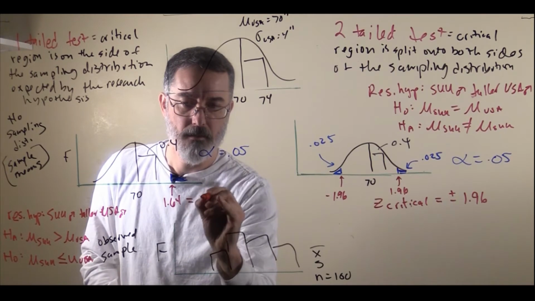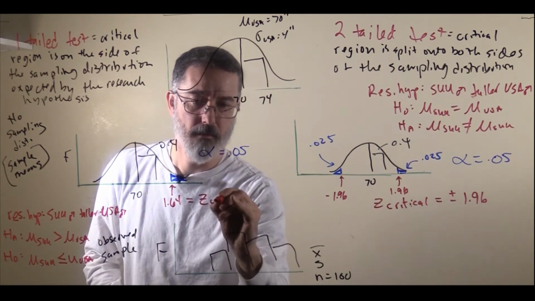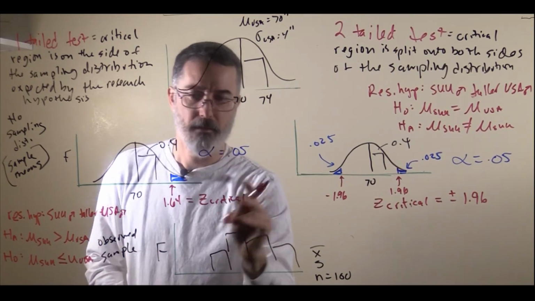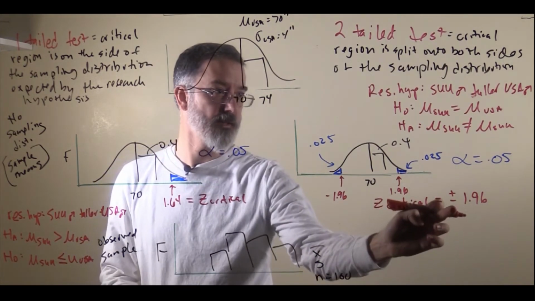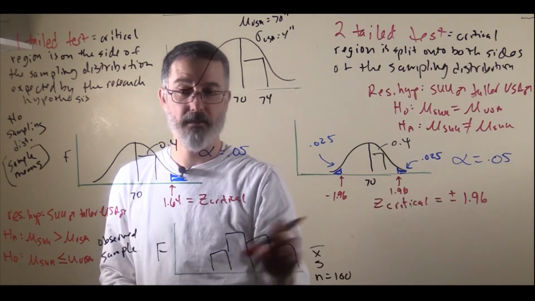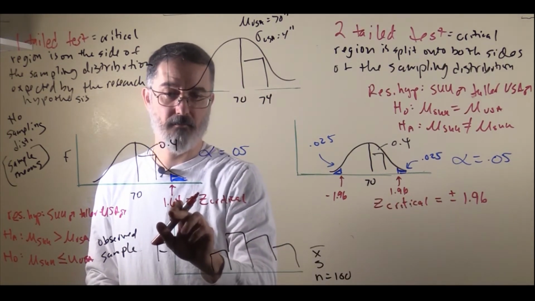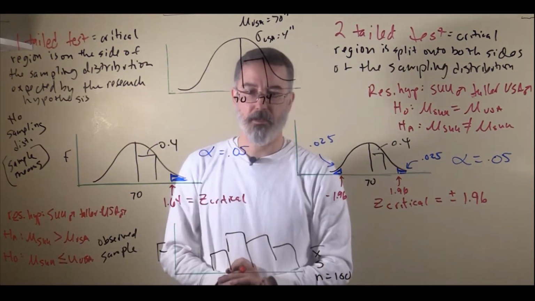So our z-critical here is 1.64. It's not plus or minus like it is here. That indicates a two-tailed test. It's just plus 1.64 for the one-tailed test.